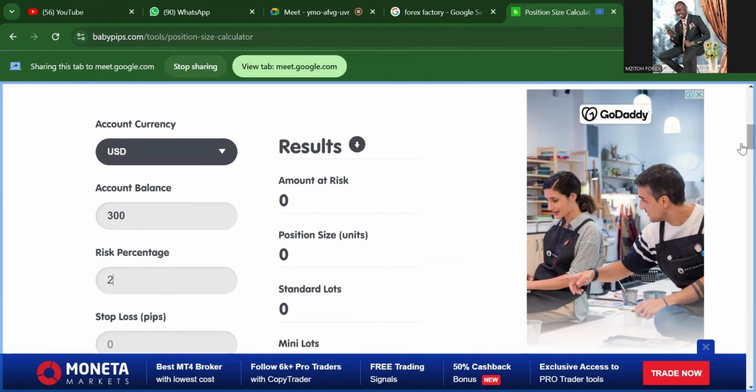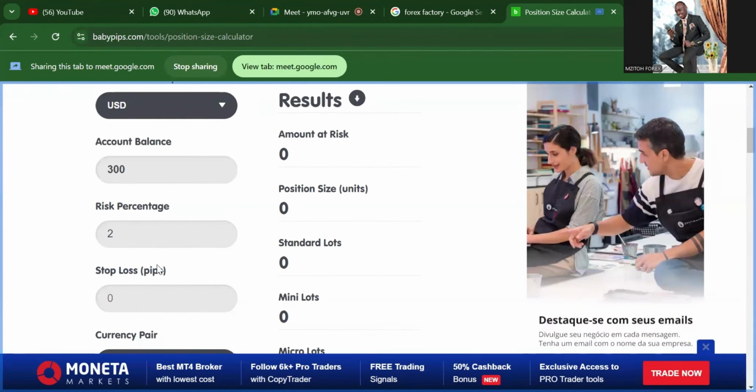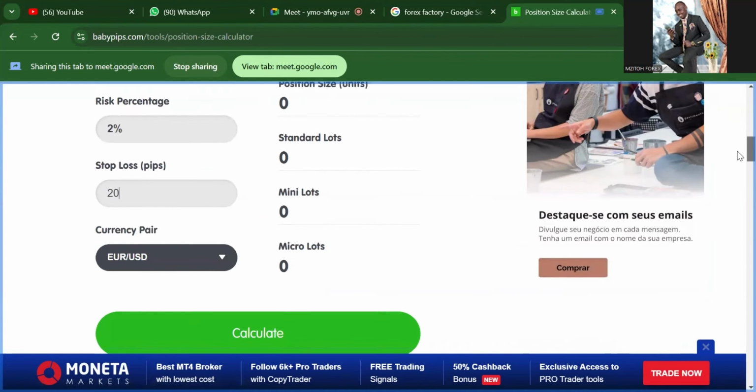When we learn the strategy, it is your strategy that will tell you the correct stop loss. But mostly, by now have it in mind that in most strategies, especially in major currencies, your stop loss will not exceed 20 pips. So let's say our stop loss is 20 pips on a major currency. EURUSD is one of the major currencies. Then you come and calculate. Once you click calculate, the lot size that you are supposed to use is this one written standard lots.